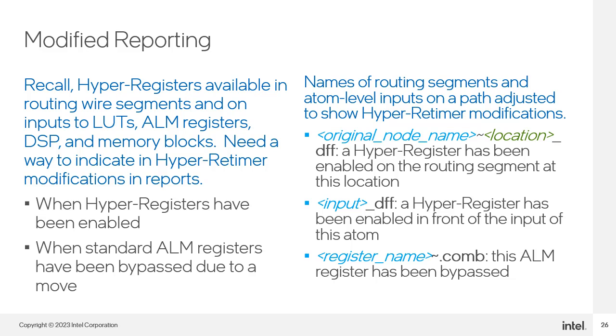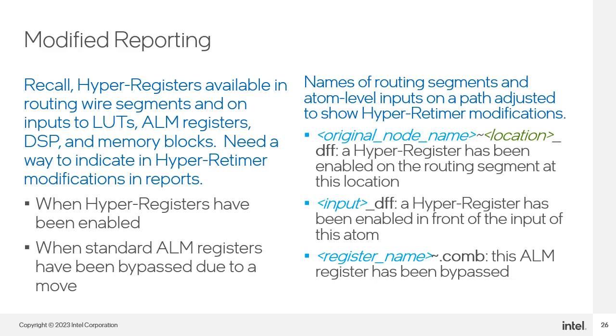Remember that routing wire segments, row and column, have bypassable hyperregisters available. Also, all block structures have bypassable hyperregisters on their inputs. Since hyperregister use is currently determined by the Hyper-Retimer and not your RTL, the software needs a way to report when hyperregisters are enabled and when an ALM register is bypassed in favor of a hyperregister. This is done by means of a special naming convention.